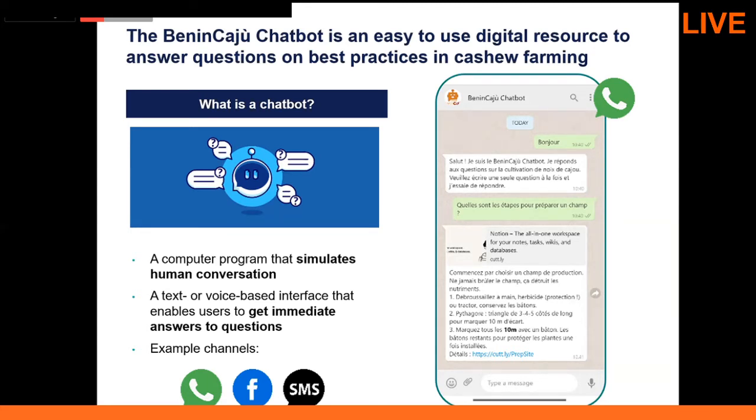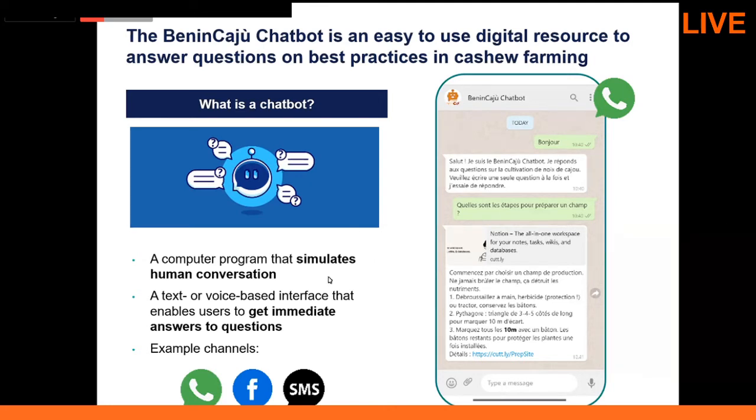So what is a chatbot? Basically, it's a computer program that simulates human conversation. So we can use text or voice. Right now, our chatbot is based on text, although we are considering future solutions with voice. And they can get an immediate answer, 24 hours a day, with no need for human follow-up. We do also compile questions that the chatbot wasn't able to answer, so that we can follow up with users afterwards. But our goal is to be able to answer as many as we can.